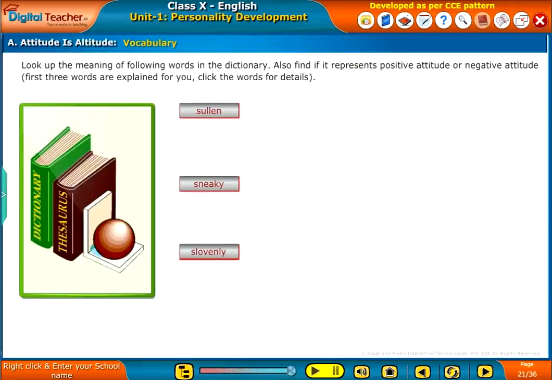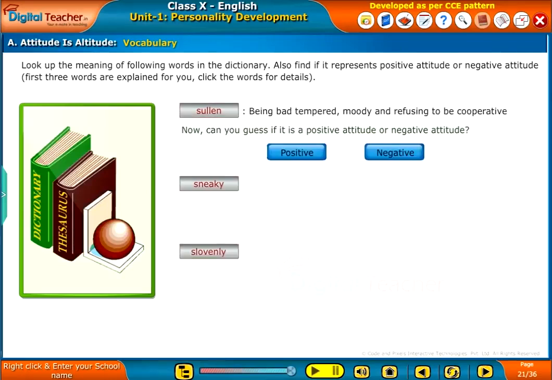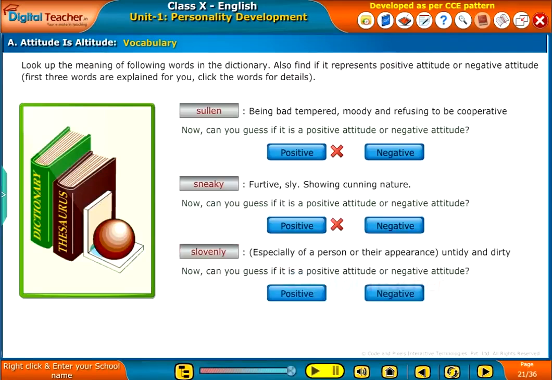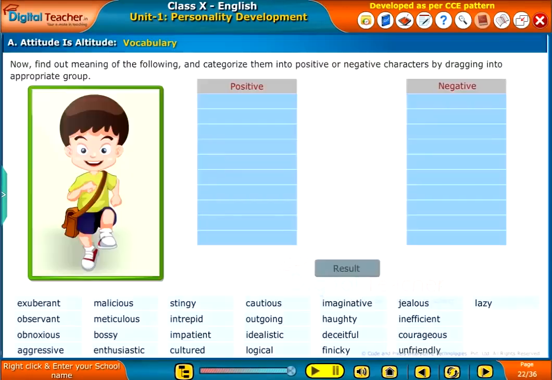Look up the meaning of the following words in the dictionary. Also, find if it represents a positive attitude or a negative attitude. The first three words are explained for you. Click the words for details. Now, find out the meaning of the following words and categorize them into positive or negative characters by dragging into the appropriate group.